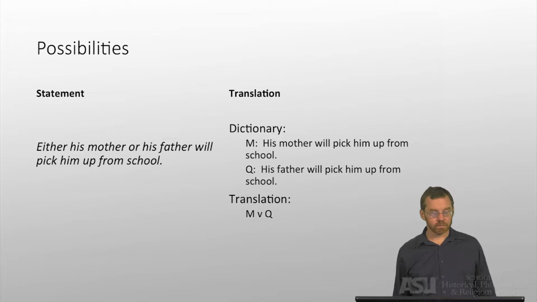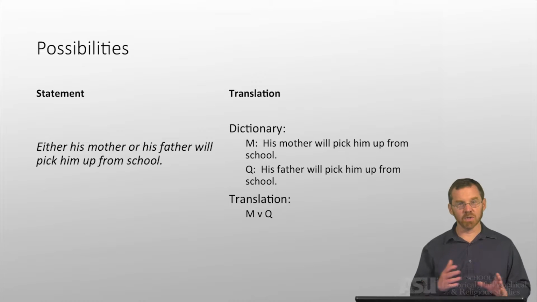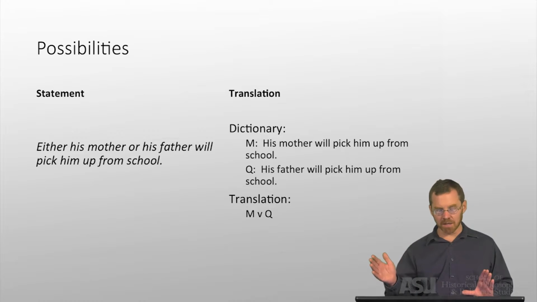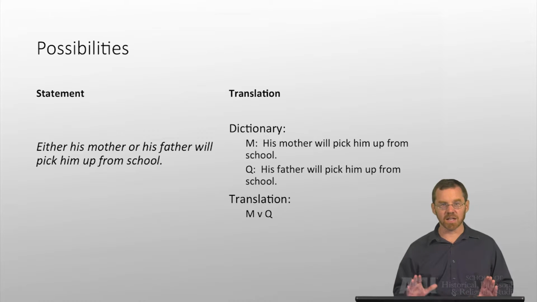Here's another. Either his mother or his father will pick him up from school. Now this time we're using the either or, and you'll notice we didn't spell out the complete sentences. It just said either his mother or his father, but it's pretty clear what this means. M, his mother will pick him up from school. Q, his father will pick him up from school. Translation: M wedge Q.